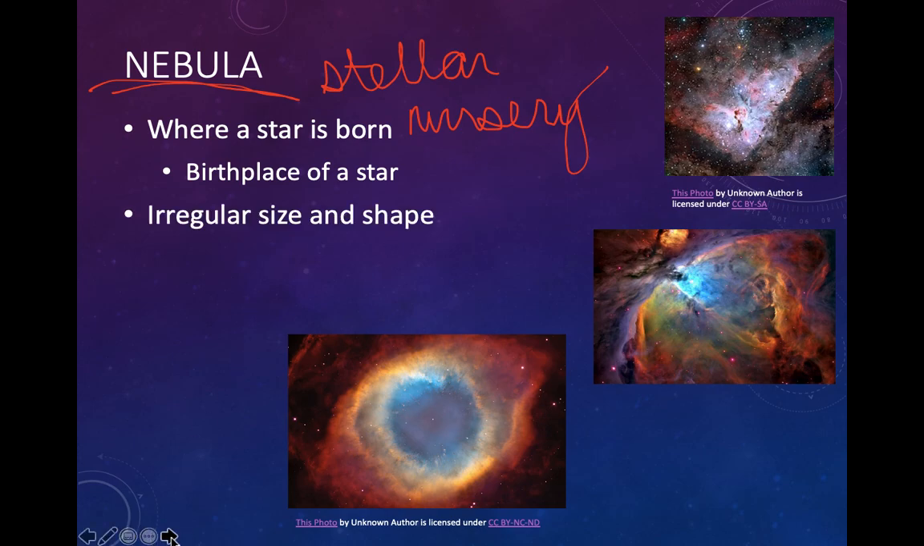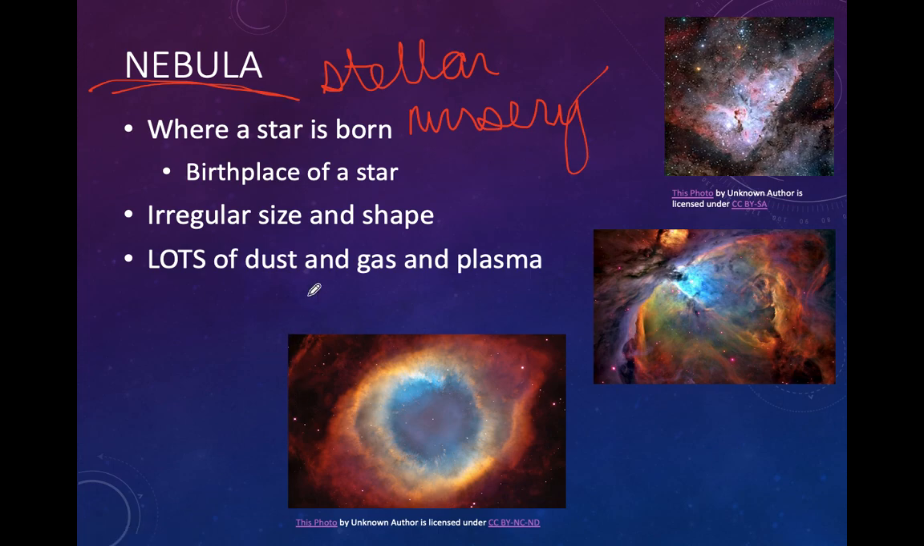It's irregular in size and shape, so it doesn't have any structure yet. It's actually not emitting its own light. It's really reflecting the light of other stars close by. Most of those beautiful pictures that we see that we think are of the universe or the galaxy are actually all pictures of nebulas.